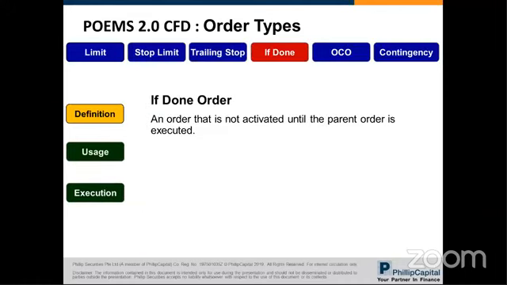Okay, so the next order that we have over here is an if done order. So this is actually not activated until the parent order is executed. In this case, if a certain order is done already, then they will submit a next level order for you. So this is like if one order is done, then you will submit another order.